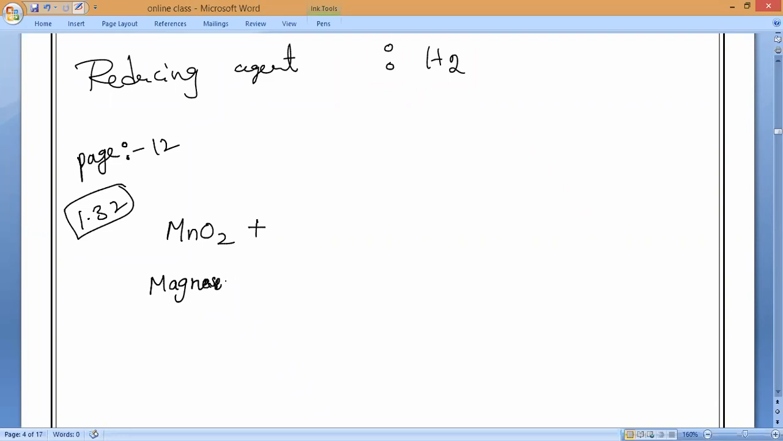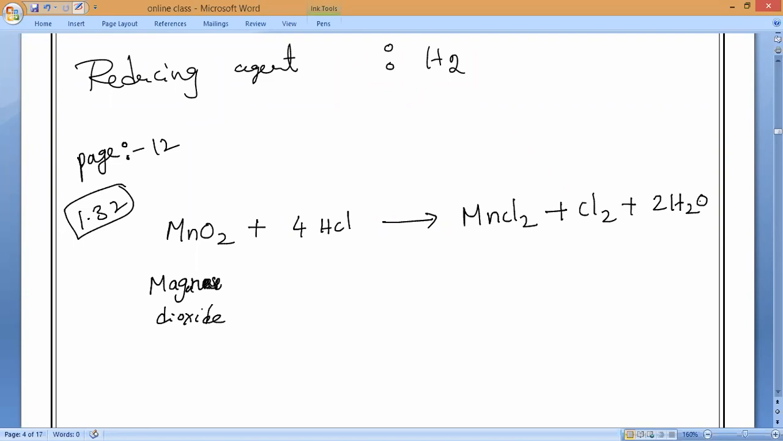Manganese dioxide reacting with hydrochloric acid. What is the formula of hydrochloric acid? HCl. We will get MnCl2 plus Cl2 plus 2H2O. So this is the reaction. Now, sir, here three products are there, sir. How to do it, sir? This is the confusion that will come for you people. Is it yes, guys? Yes or no?